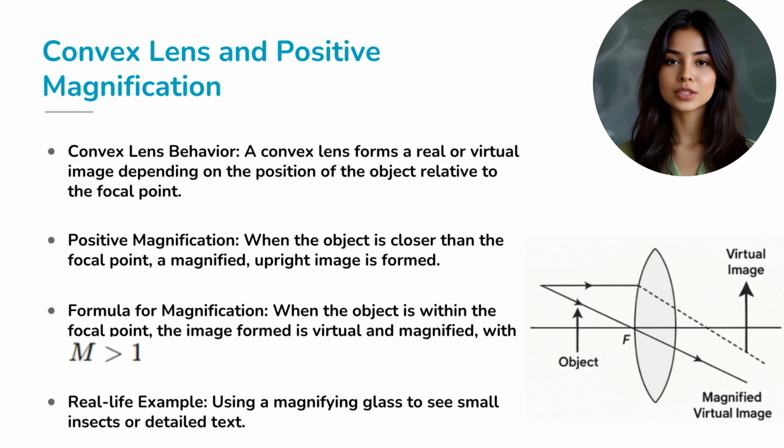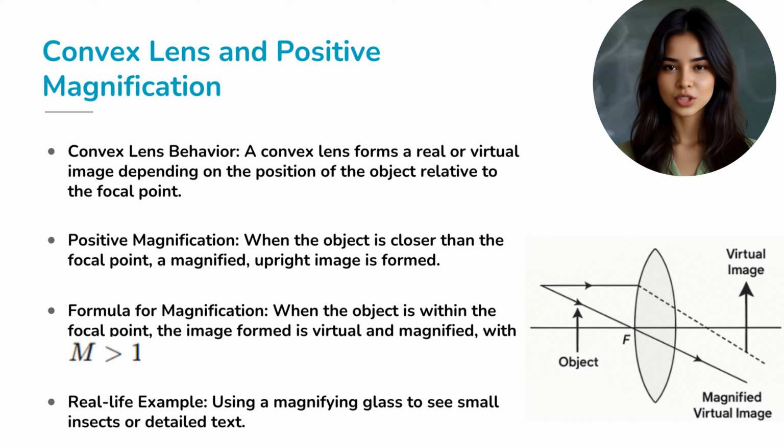The formula shows that magnification m equals v divided by u, and in this case, m is greater than 1. That means the image is larger than the object. As you can see in the ray diagram, rays from the object diverge after passing through the lens, but when extended backward, they appear to meet on the same side of the object. That's how a virtual, magnified image is formed.